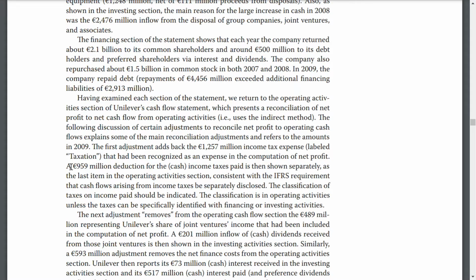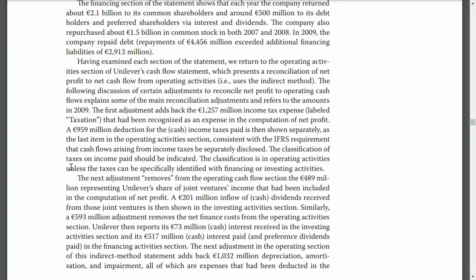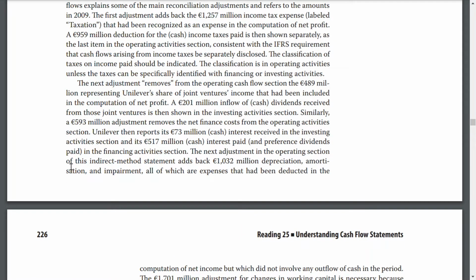The next adjustment removed from the operating cash flow section is 489 million euros, representing Unilever's share in joint venture income, which had been included in the computation of net profit, and the 201 million euro inflow of cash dividends received from these joint ventures is then shown in the investing activities section. Similarly, the 593 million adjustment removes the net financing costs from the operating activities section.